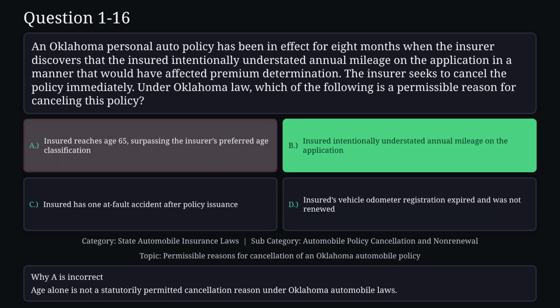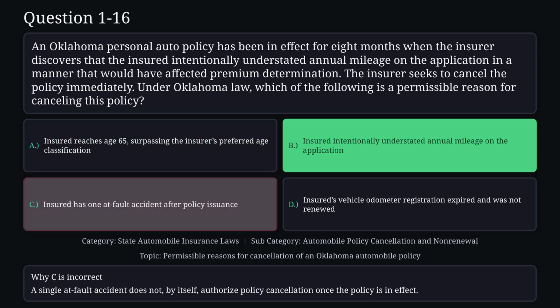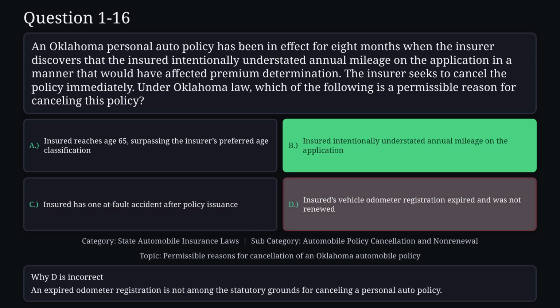Reason A is not correct. Age alone is not a statutorily permitted cancellation reason under Oklahoma automobile laws. Reason C is not correct. A single at-fault accident does not, by itself, authorize policy cancellation once the policy is in effect. Reason D is not correct. An expired odometer registration is not among the statutory grounds for canceling a personal auto policy.